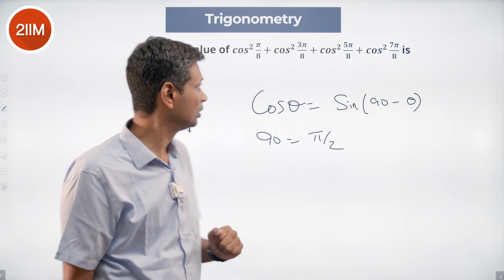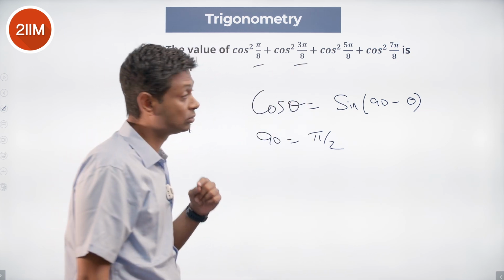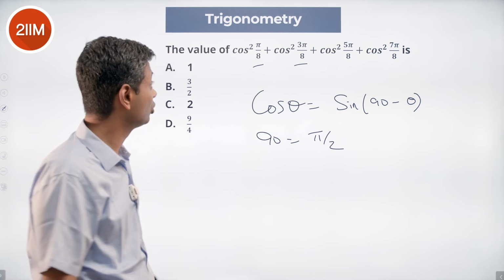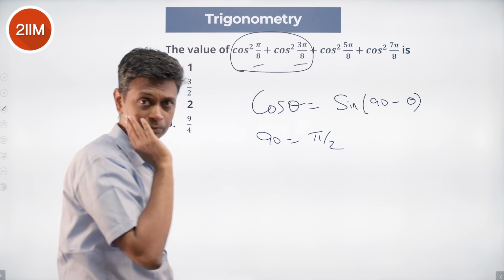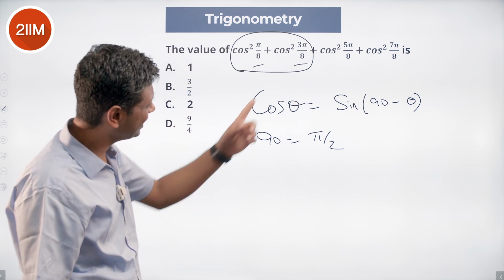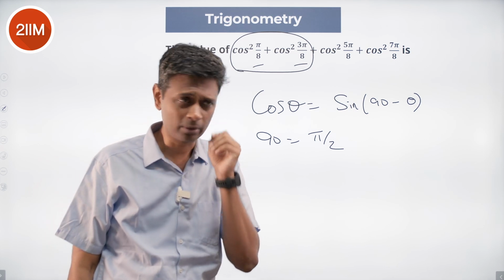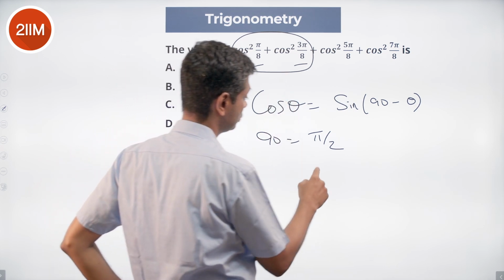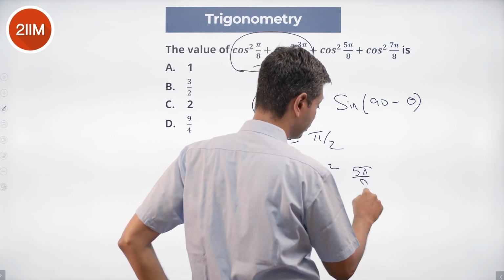We are through. This is pi by 8. Pi by 8 plus 3 pi by 8 is 4 pi by 8. That might work. So these two, the angles add up to 90. And there, 5 pi by 8 and 7 pi by 8, they don't add up to 90. That's a bit of a problem. 5 pi by 8, cos square 5 pi by 8.